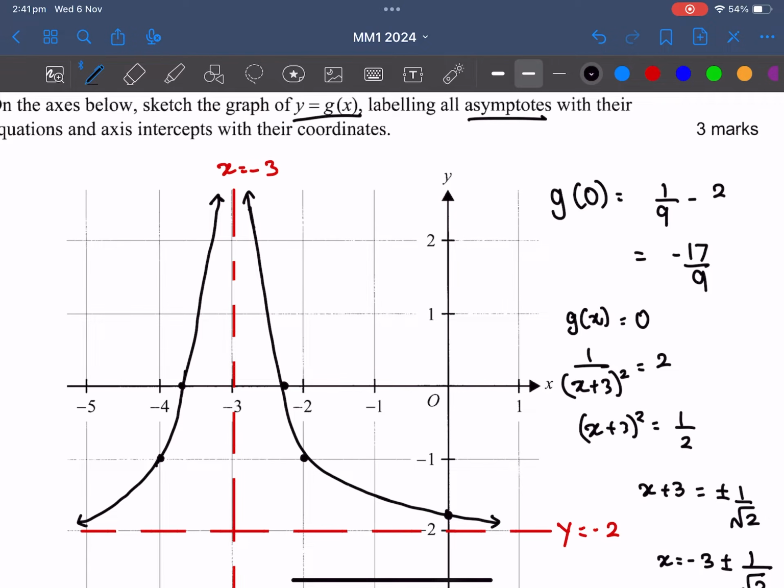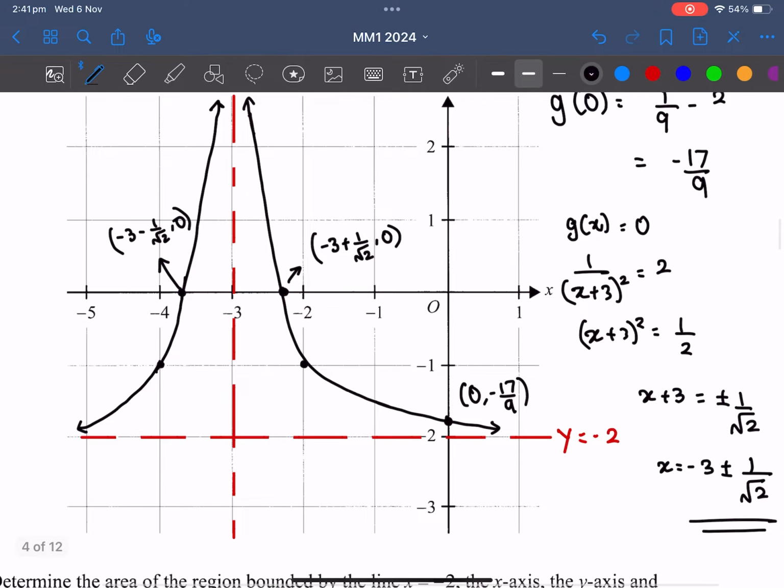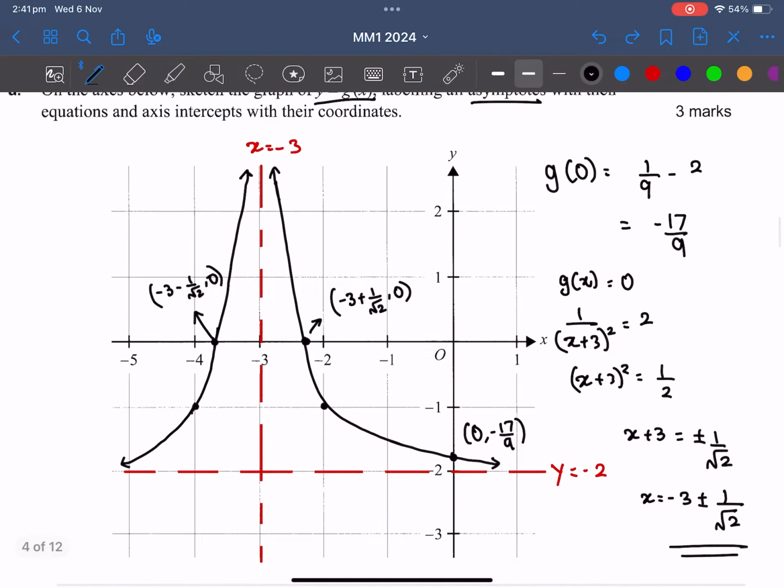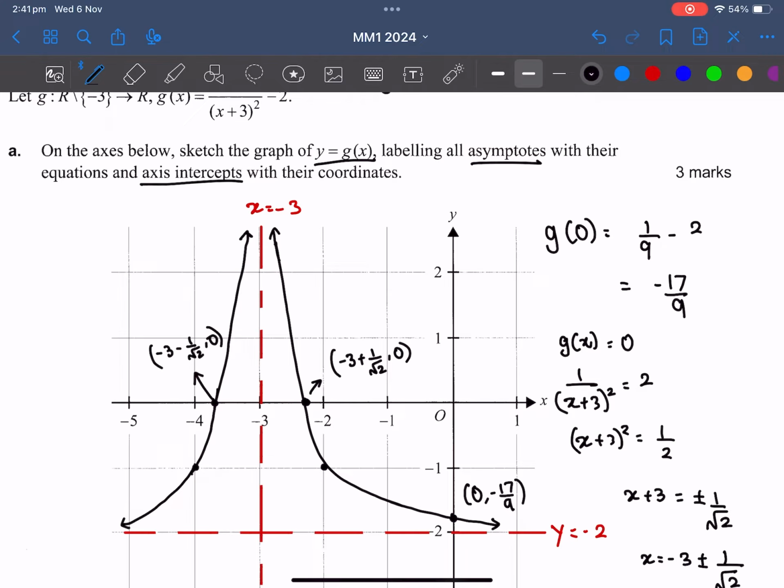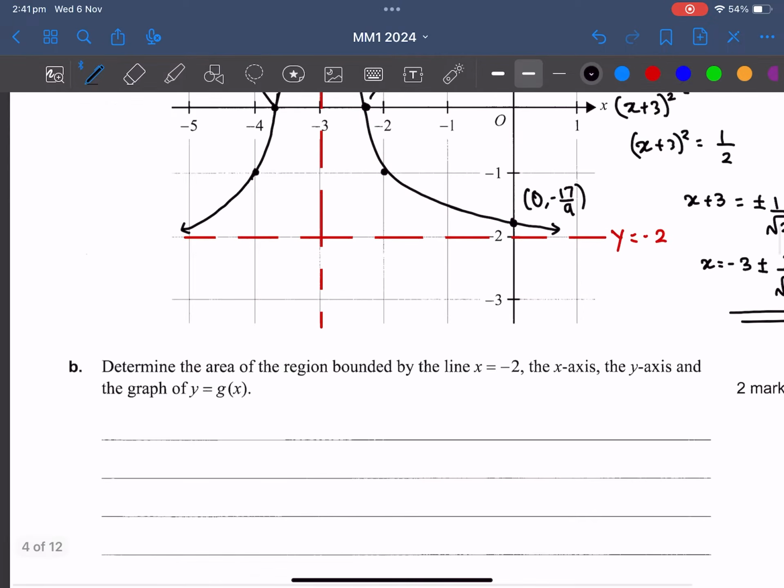So this one is (0, -17/9), and this one is going to be (-3 plus 1/√2, 0), and this one is going to be (-3 minus 1/√2, 0). Done. These points are just random points I chose. You don't have to label that if you don't wish to. Alright, so I guess that's it for this. We only do axial intercepts and the asymptotes. We have done that. Okay, so I think that's good.